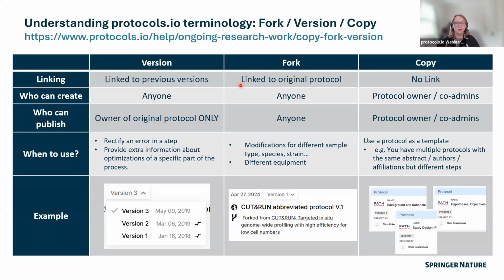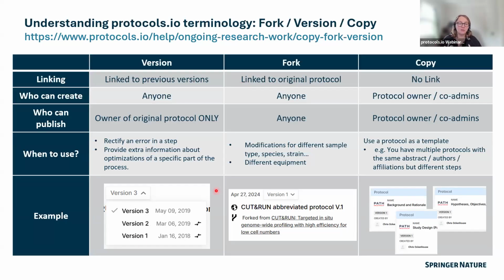Only the owner of the original protocol can publish a new version, but anyone can create a new version. If you create a new version of a protocol that you do not own, you will need to request that the owner of the protocol merges the two versions together before it can be published. This can be used to rectify an error in a step if you put information that should be fixed, or to provide extra information about the optimization of a specific part. So if someone is asking a lot of questions as you're getting feedback about the protocol, you might realize a new version is really helpful to have so that people can understand exactly what you're saying.